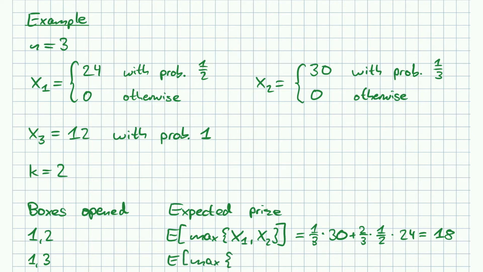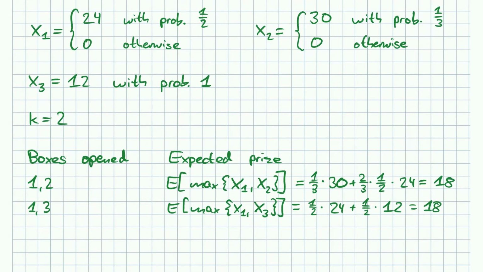And then, what is it that you're getting? You're getting the expectation of the maximum of x1 and x3. So what you will now be getting is, with probability a half, you're taking home 24, and with probability a half, you're taking home 12, which is also 18.